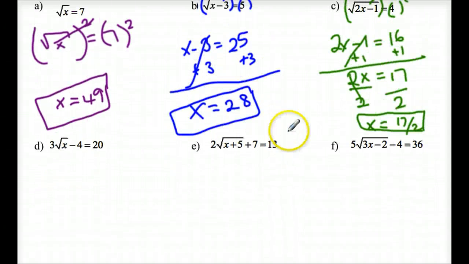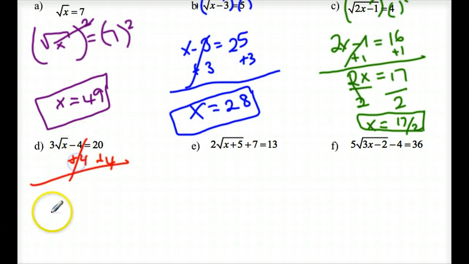Good job, guys. Now, for D, what we need to work on first. Whenever we have something like this, 3 square root of x minus 4 is equal to 20, I need to get rid of anything that's next to the square root of x. So in this case, minus 4. I need to get rid of minus 4 first, so it'll be plus 4 on both sides because we're doing the inverse. This cancels. I'm left with 3 square root of x is equal to 24.